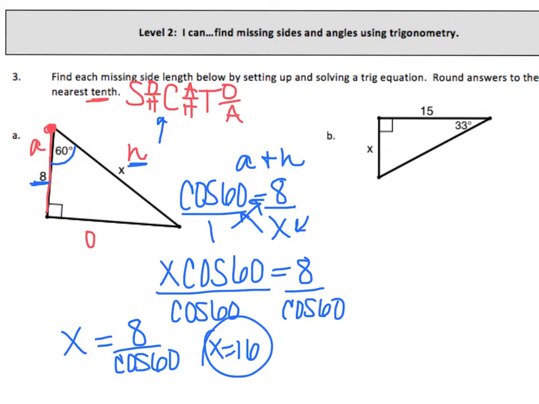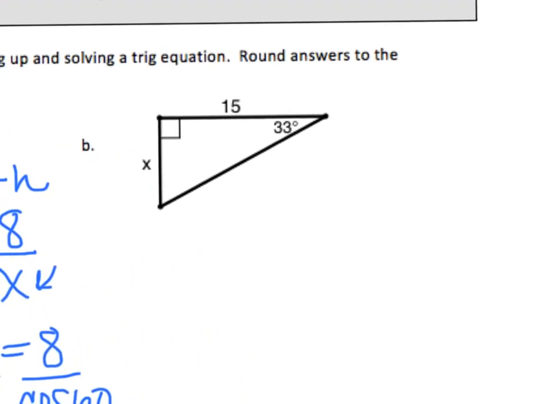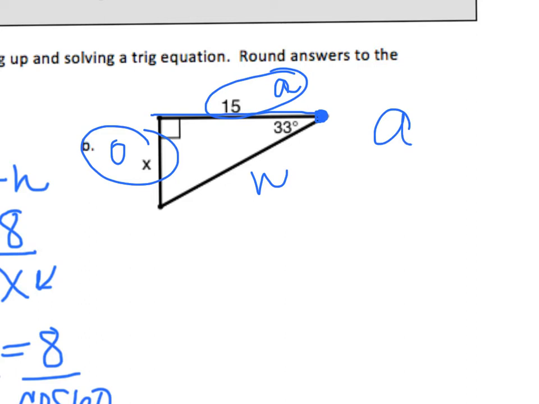All right, let's take a look at B. Again, we're talking about SOHCAHTOA here. The angle that I know is 33, so I'm going to draw a line to the right angle. Here's my adjacent. Hypotenuse is across from the right angle, and the opposite side is the one left over. Now I've got adjacent and I've got opposite. So what trig function deals with adjacent and opposite? I believe that's going to be tangent.